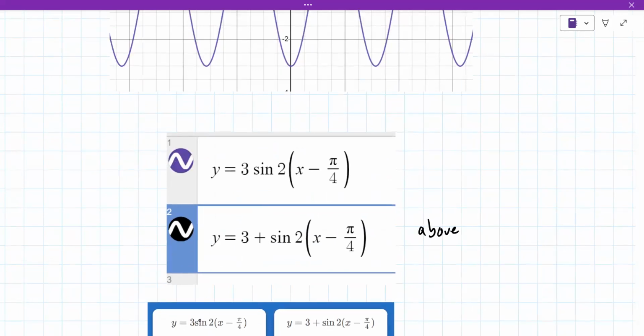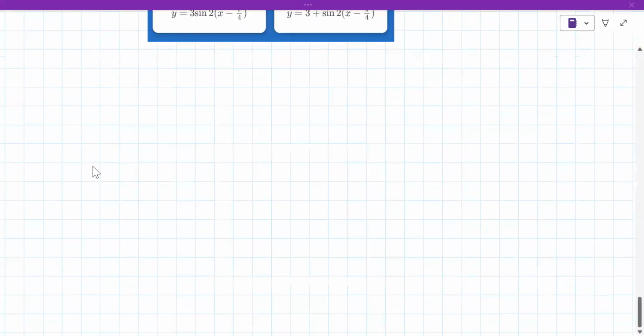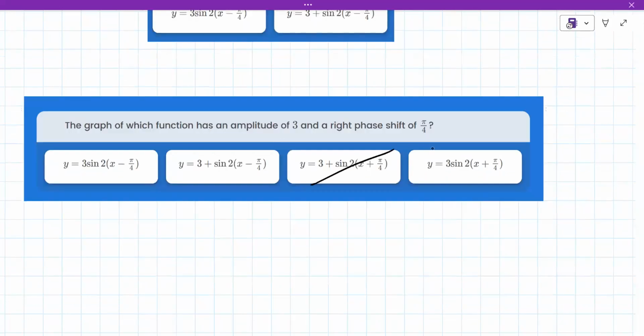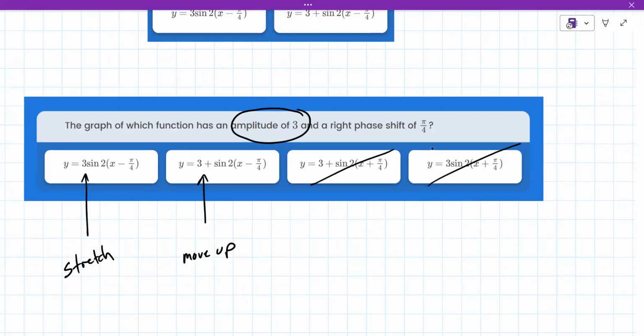Okay, now that's really important because that's enough information to answer the question, and we'll do that through some process of elimination. So we've already gotten rid of these two. The 3 plus is a move up, called a shift up, while the 3 is a stretch. Now an amplitude of 3 refers to a stretch. So which would be the correct answer?